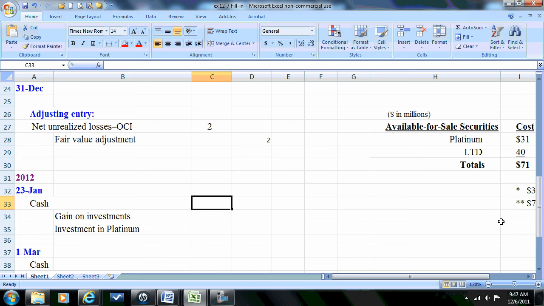Now for 2012, we're going to sell half of our platinum stock, and it's currently selling at $32 per share. So we own 1 million shares of platinum, so we're going to sell 500,000 at $32 per share. Again, the 0.5 represents half a million. So we're going to receive cash proceeds from the sale for $16 million.